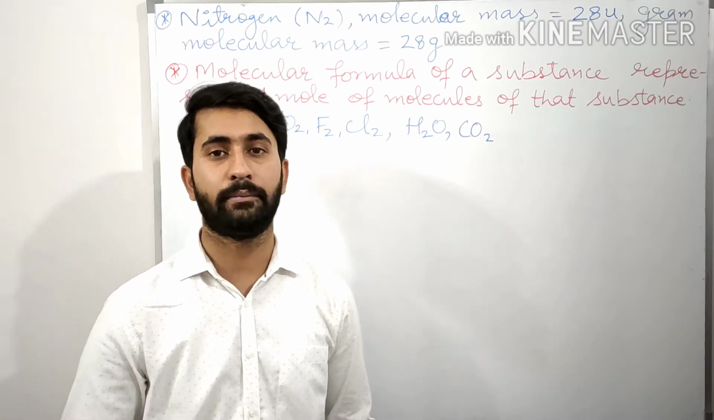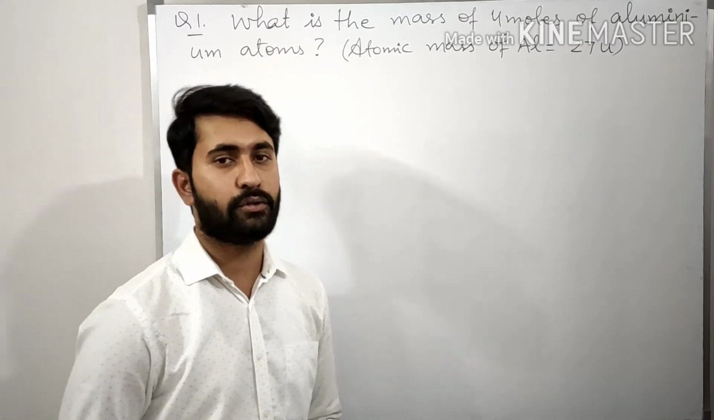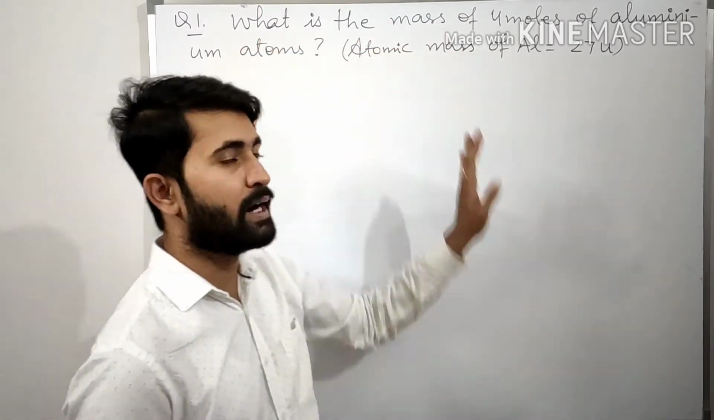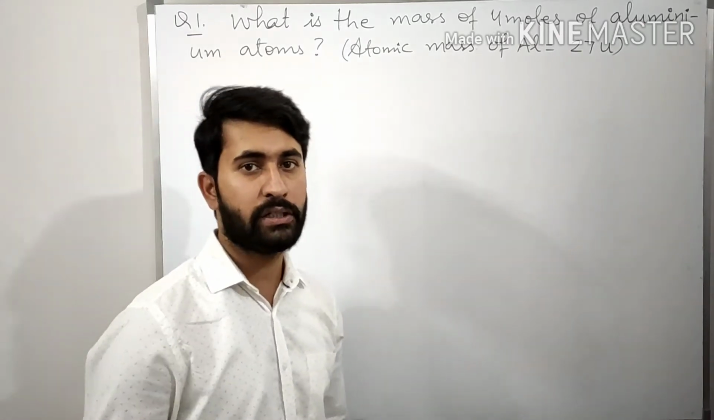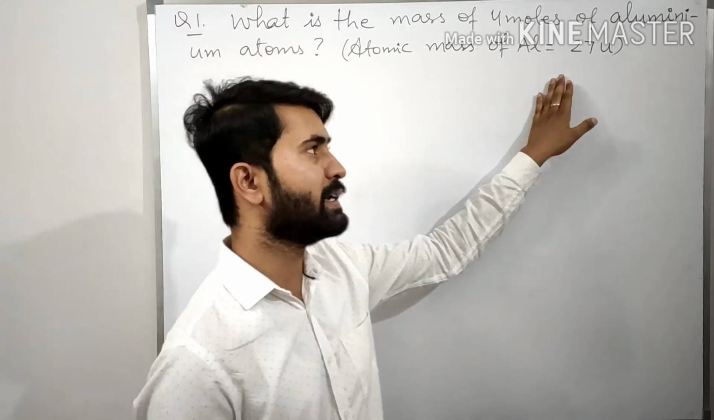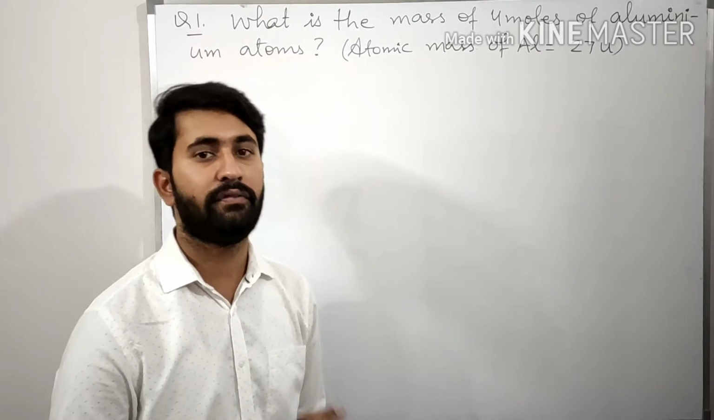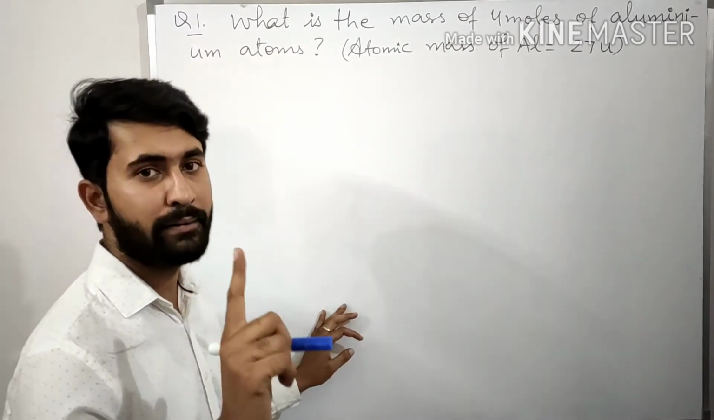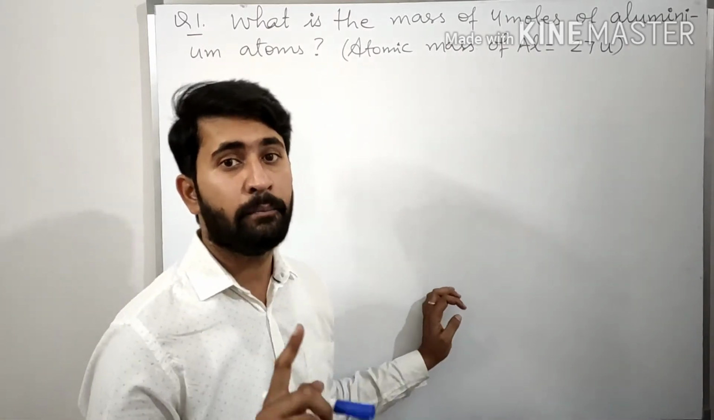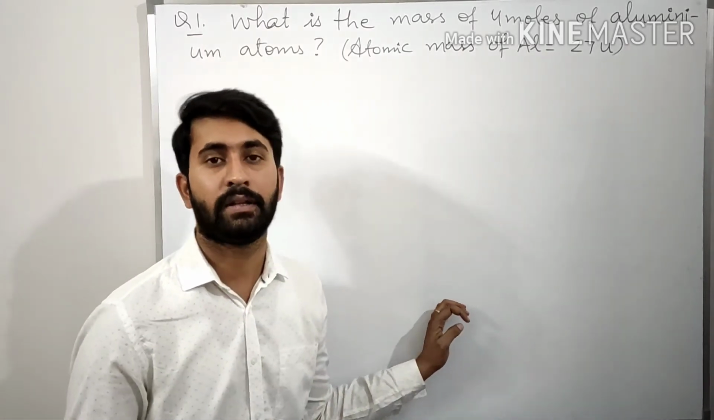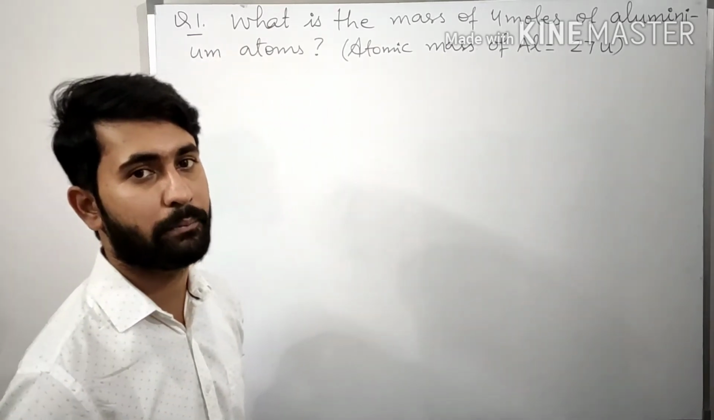Now we will solve some questions based on the mole concept. Our first question is, what is the mass of 4 moles of aluminium atoms? In the question it is given that the atomic mass of aluminium is 27 U. So first of all, we will find the mass of 1 mole of aluminium atoms. We know that 1 mole of any substance has a mass equal to its gram atomic mass.